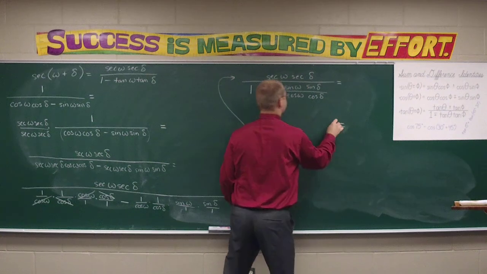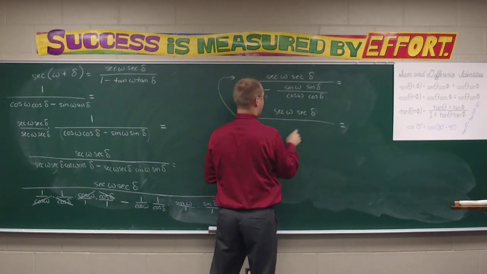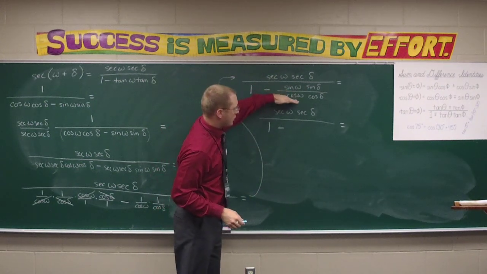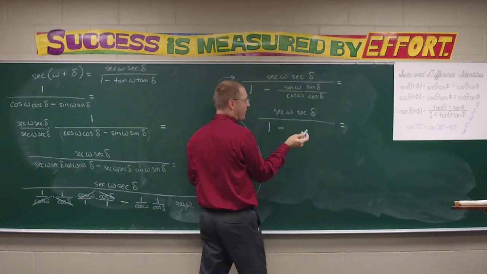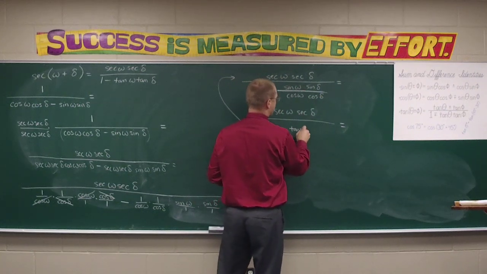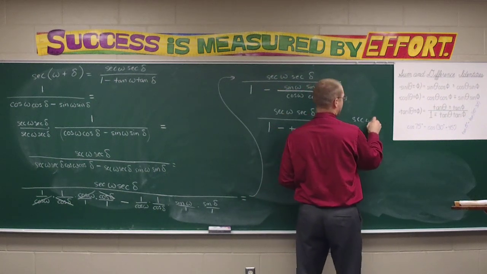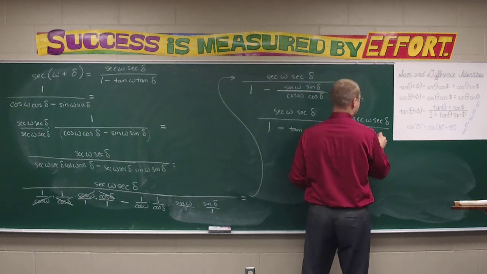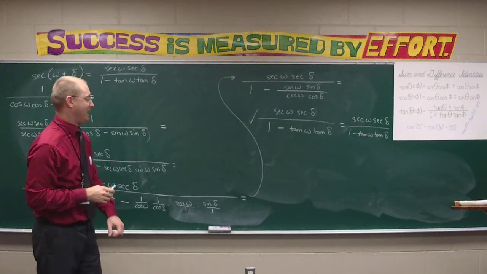But now we see, class, I keep the secant omega secant delta, keep the 1, keep the minus. Sine omega over cosine omega and sine delta over cosine delta are all being multiplied together anyway, technically. So tangent omega, tangent delta, and that equals secant omega secant delta over 1 minus tangent omega tangent delta, that I wanted, and the satisfying check mark at the end.